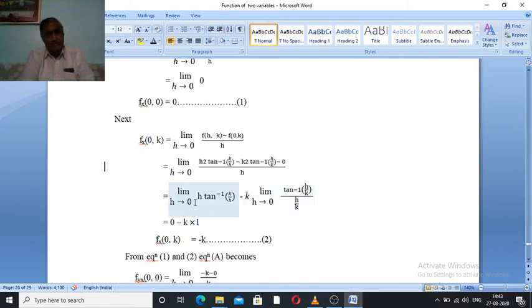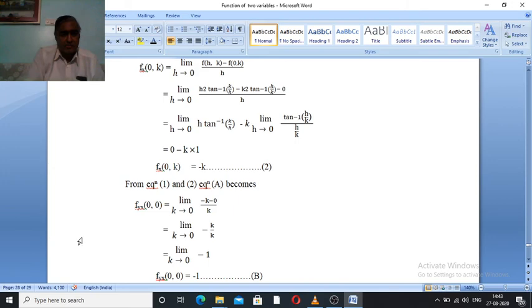Limit of this as h tends to 0: 0 into tan⁻¹ infinity, that is 0 into π/2, is 0, minus k times the limit of this, which is 1. So 0 minus k into 1, that is minus k. f_x(0,k) is equal to minus k. Suppose this is equation 2.